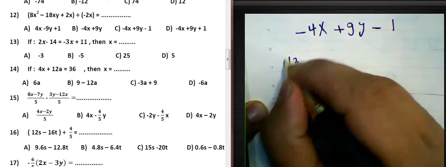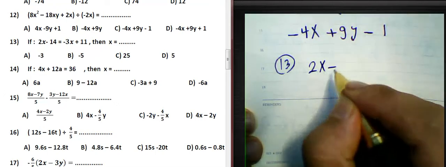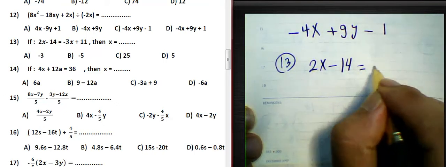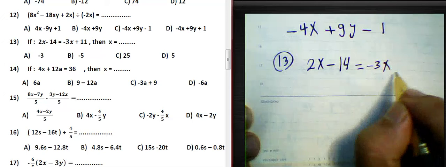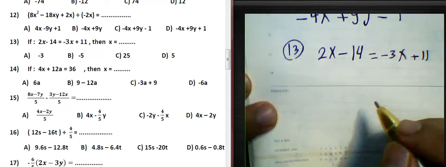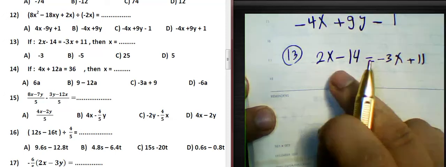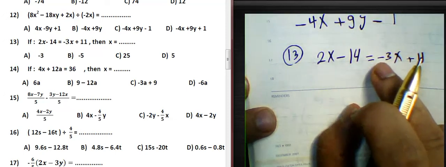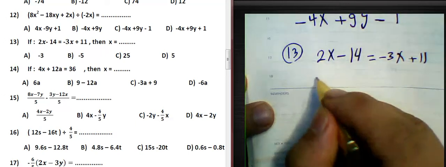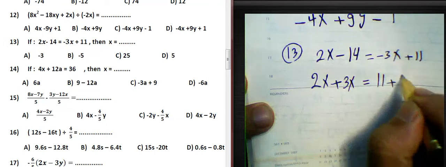Another example, question 13. He took us: if 2x subtract 14 equals negative 3x plus 11, then x equals what? In this example, we can move negative 3x from the right hand side to the left hand side by changing its sign. Negative will be positive, so we can write 2x plus 3x equals 11 plus 14.